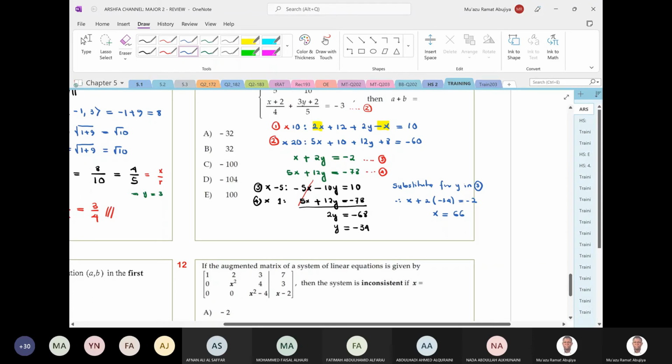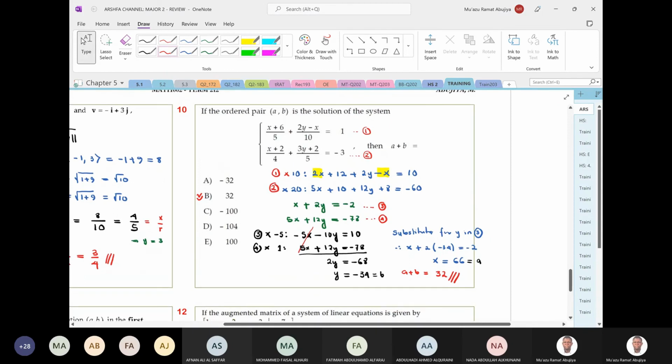Now, what is the question saying? It says A and B. So here, this is our B, and this is actually our A. So we can say, therefore, A plus B will be equal to 66 minus 34, and that is going to give us a positive 32 as our answer. So the answer here is B and not A, not minus 32, but positive 32. Questions, please.